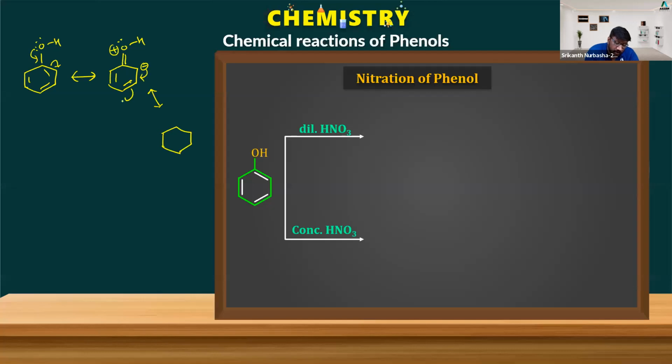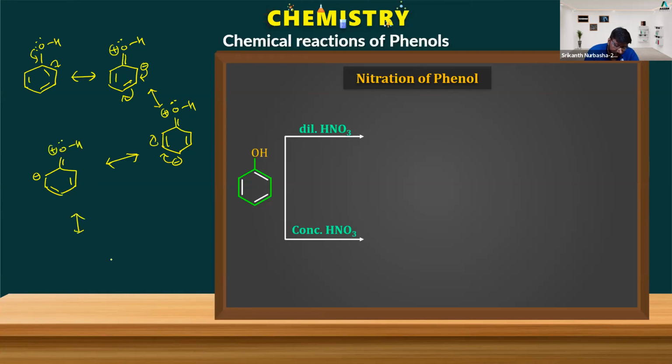Because of the increased electron density, whenever I try to do the nitration, if I use concentrated HNO3, the NO2 electrophile is going to be substituted at all the positions, all the 3 positions. So let us first draw the resonating structures. At the ortho and para positions, you have negative charge. The negative charge is developed at ortho as well as at para positions.